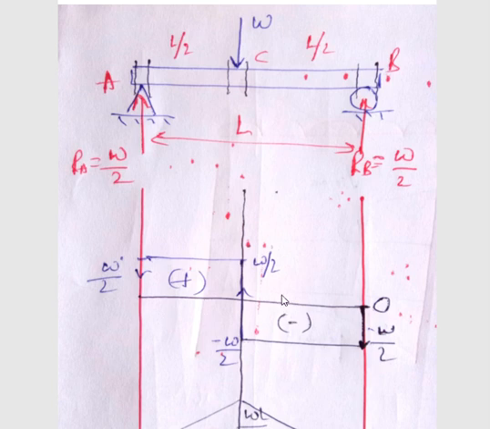The first thing you need to do here is calculate the reaction forces, that is, reaction RA and reaction RB. For calculating this, we are going to use the static equilibrium equations. That is, summation of Fx equal to 0, but we cannot use that equation because there are no forces in the x direction.